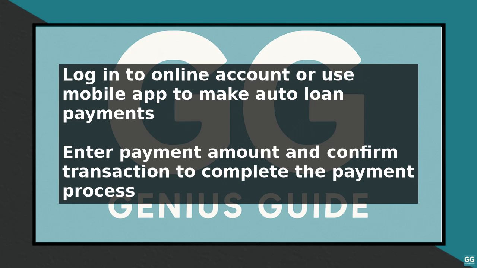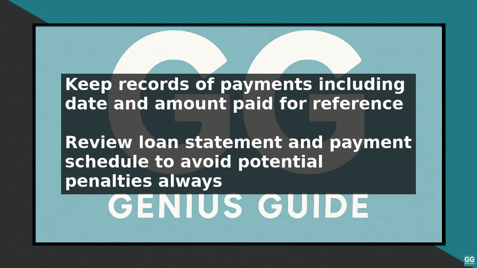To make an in-person payment, visit a Wells Fargo branch or ATM and provide your loan account information and payment to the representative. Regardless of the payment method, ensure you have sufficient funds to cover the payment amount and that you make the payment before the due date to avoid late fees.